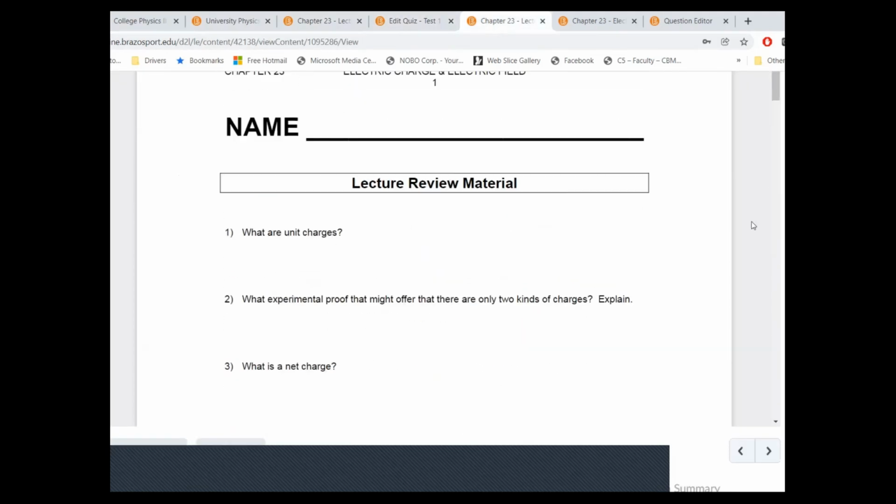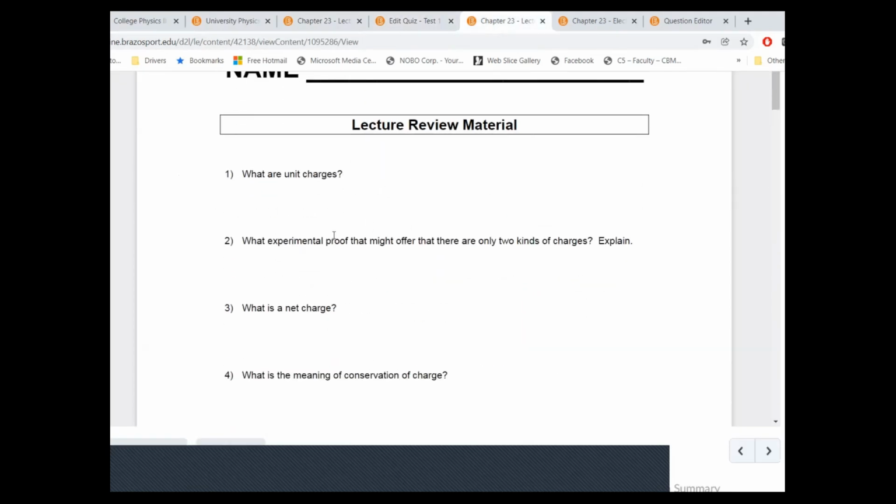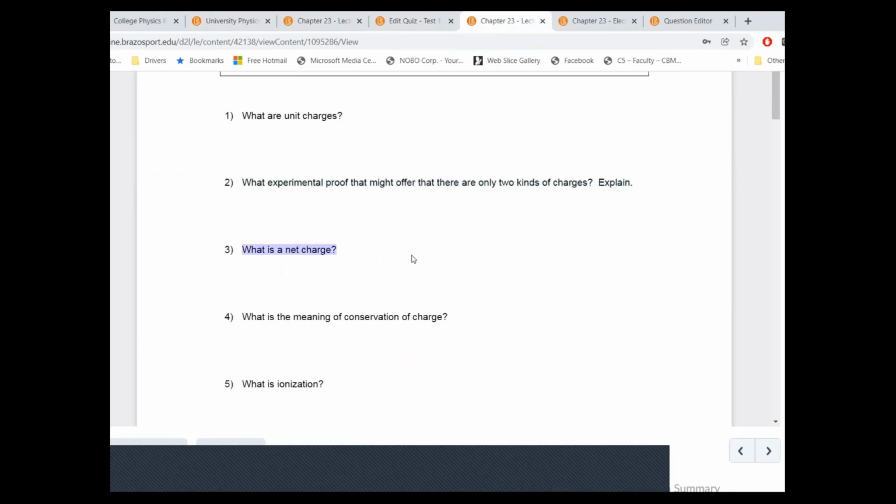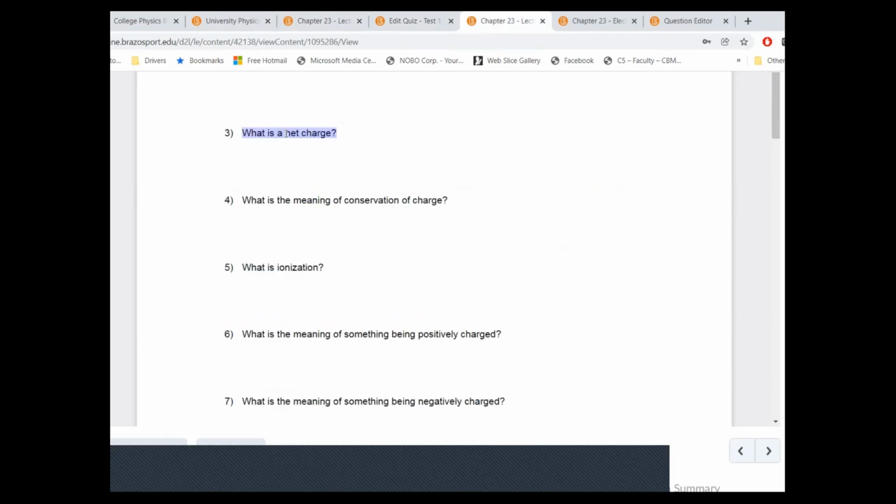We didn't go over these yet. Unit charges: you have positive and negative unit charges. Experimental proof that there are two kinds of charges is that charged objects will either attract or repel. You can explain the attraction and repulsion using two kinds of charges. Like charges will repel, unlike charges will attract. That's it. Net charge is the sum total of all charges within a given region. It could be positive, negative, or neutral.